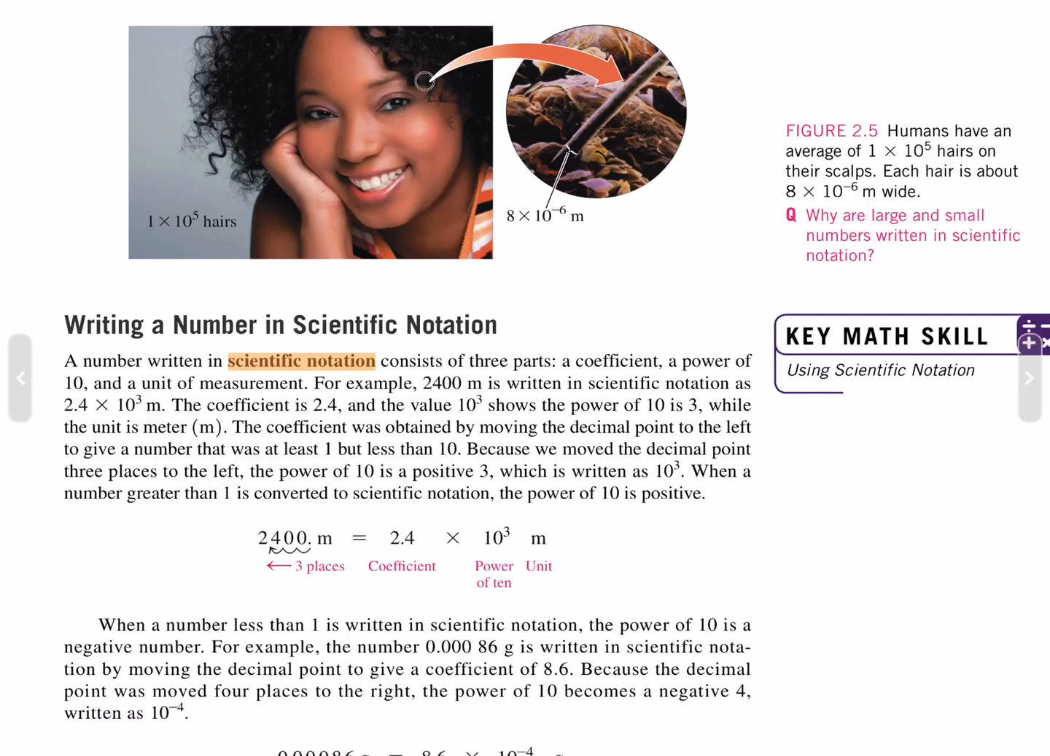When a number less than 1 is written in scientific notation, the power of 10 is a negative number. For example, 0.00086 grams is written in scientific notation by moving the decimal point to give a coefficient of 8.6. Because the decimal point was moved 4 places to the right, the power of 10 becomes a negative 4 and is written as 10 to the negative 4.